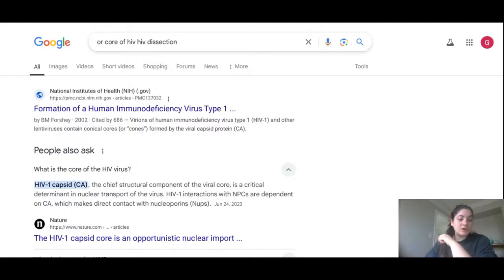HIV-1 capsid is a chief structural component of the viral core. It's critical to determine the nuclear transport of the viral. HIV-1 interactions with NPC are dependent on CA, which makes direct contact with nucleoporins. So the chief structural component of the viral core is a critical determinant in nuclear transport.